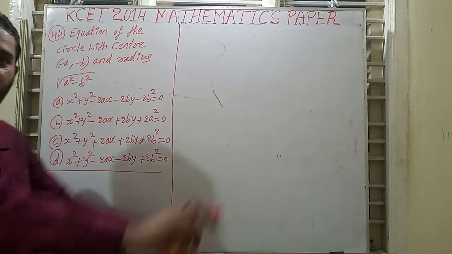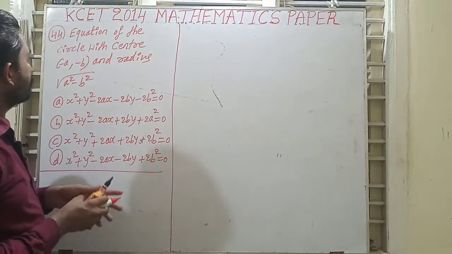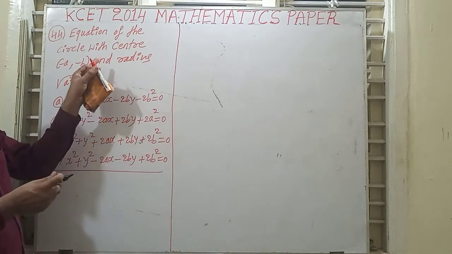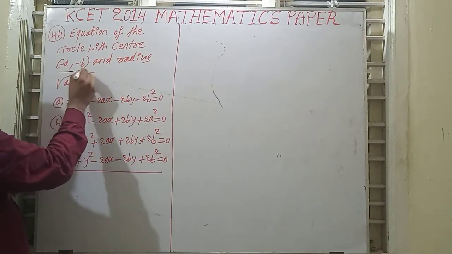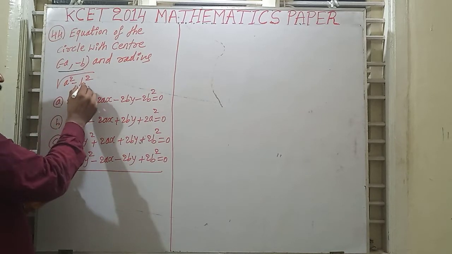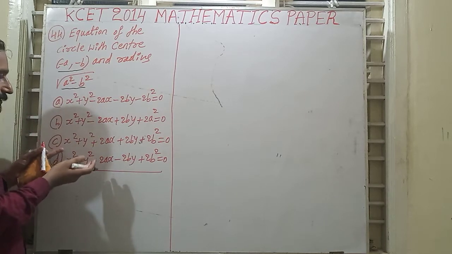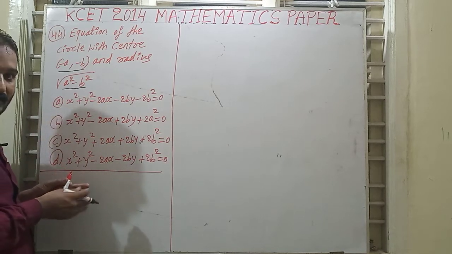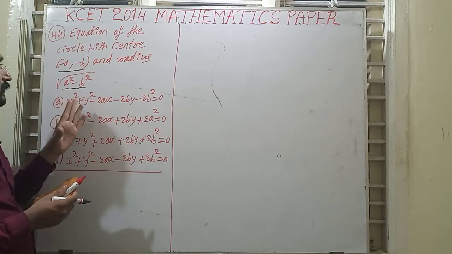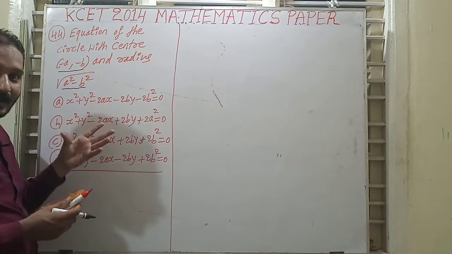So now let us move on to the next question. Question number 44. Equation of the circle with center minus a, minus b, and radius is also given. Find the equation of the circle. Clear? So basically this problem depends on the conic section, circle. Very easy question. It is asked very easily and directly in CET.